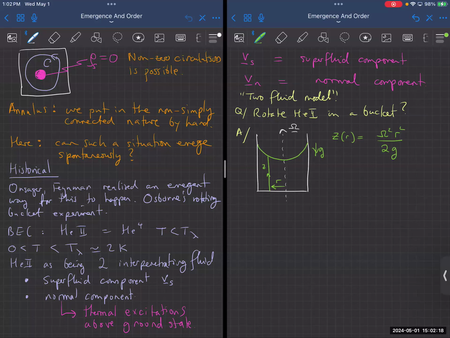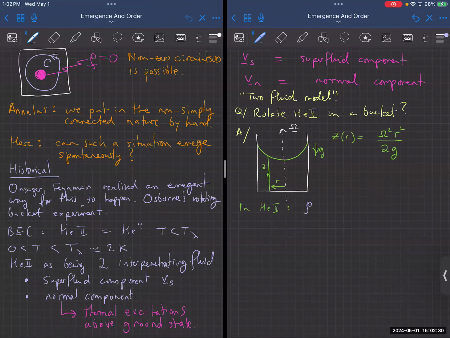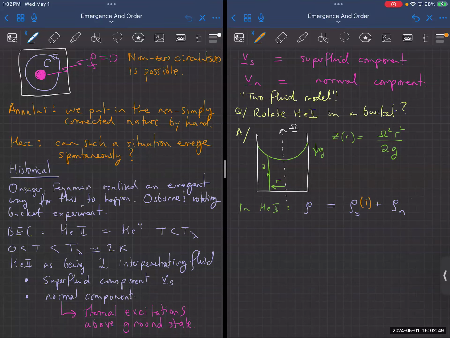So what would we expect in helium-2? According to the two-fluid model, the total density of fluid is equal to the density of the superfluid plus the density of the normal fluid. Please remember that these are functions of temperature, because above the lambda point there is no superfluid, so everything is just normal. If I'm 1 millikelvin below the lambda point, I've got a tiny bit of superfluid component, but it's relatively hot, so there are lots of excitations above the ground state, and so this will be large and this will be small.